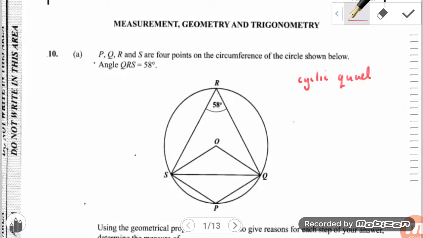And so one of the properties governing the cyclic quadrilateral states that the opposite angles in a cyclic quadrilateral are supplementary, which means that they add up to 180. So let's first identify the cyclic quadrilateral. The cyclic quadrilateral is created by the points S, R, Q, and P. So that is the shape that you're looking at: S, R, Q, and P.